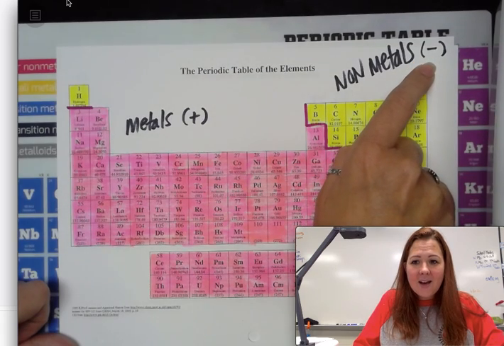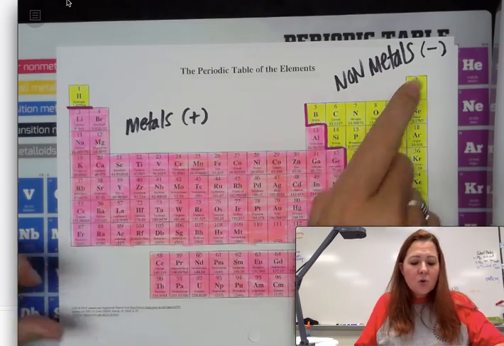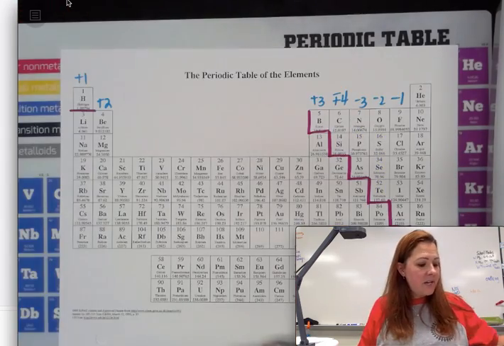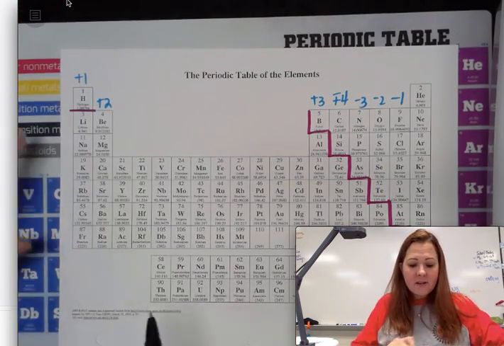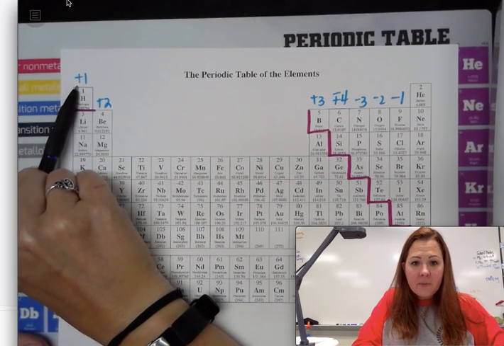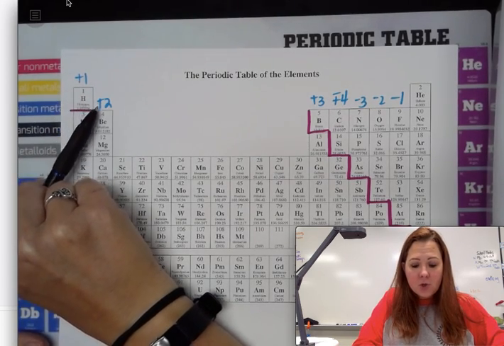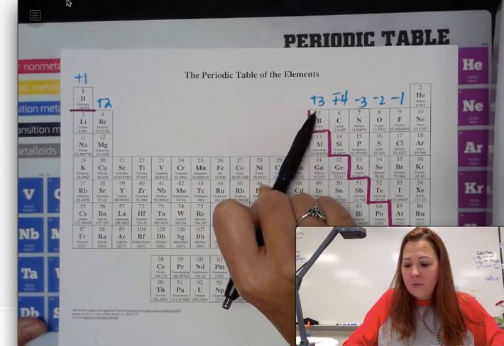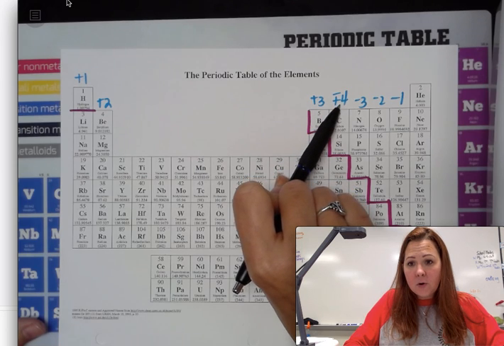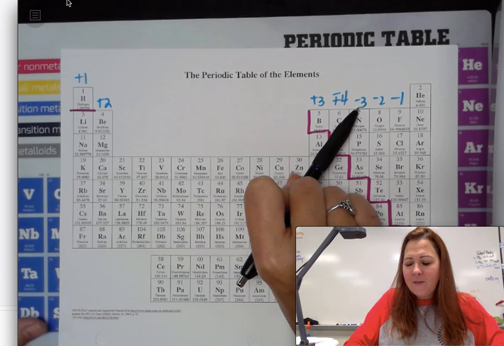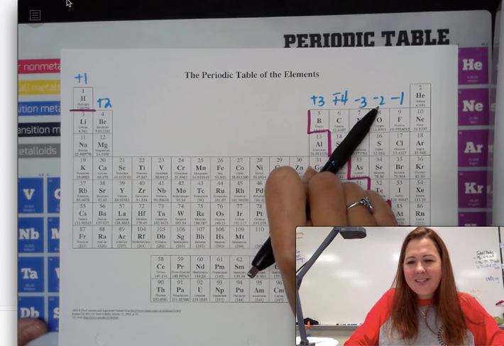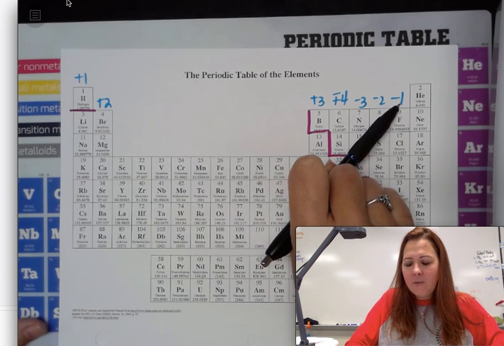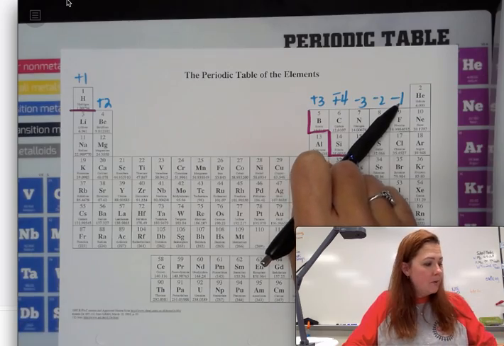So this might be a little bit of a spoiler alert, but your nonmetals, they all form a negative charge. So when we had your oxidation numbers, we said that everything in group 1 all have a +1 charge. Group 2 all have +2. Group 13 all have +3. 14 is plus or minus 4. 15 is -3. 16 is -2. And 17 is -1. Those are your oxidation numbers.